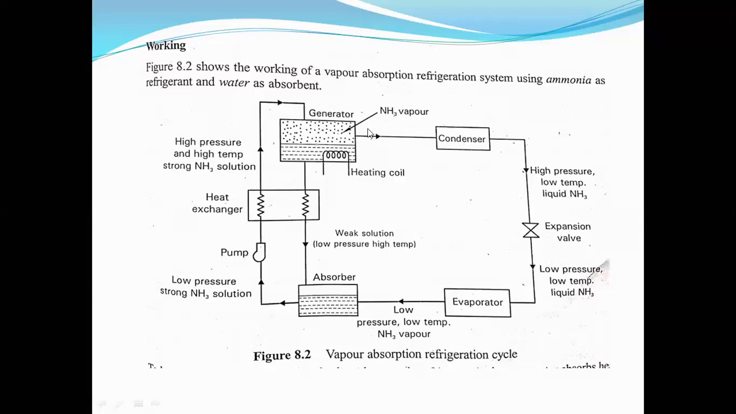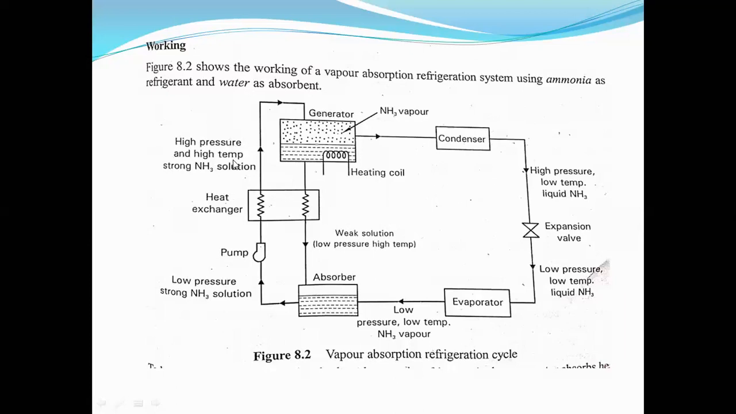So high pressure, high temperature ammonia vapor from the generator enters into the condenser. As I said in the previous class, condenser is similar to your evaporator. In the evaporator there is a change in phase from liquid to vapor, whereas in the condenser there is a change in phase from vapor to liquid, meaning it gives away the heat to the surroundings. That is called condensation. Evaporation means the change in phase from liquid to vapor. Condensation means from vapor to liquid.